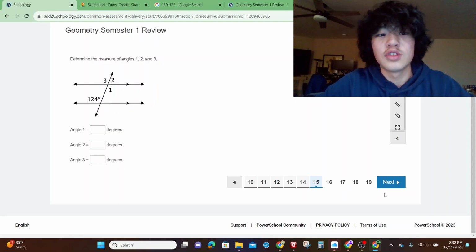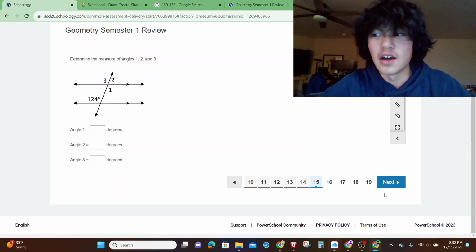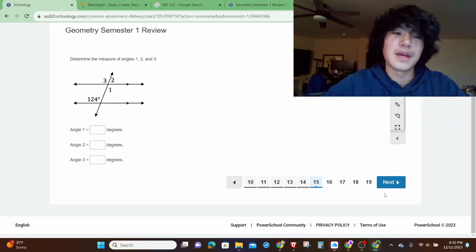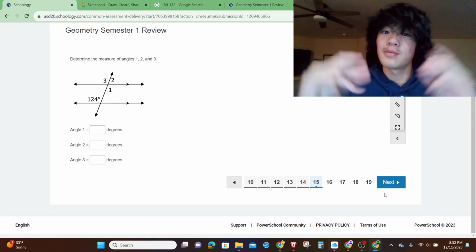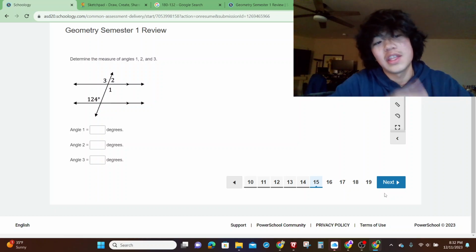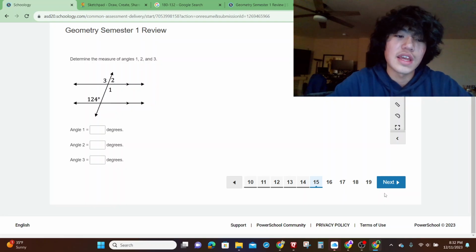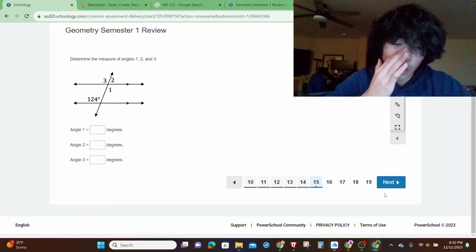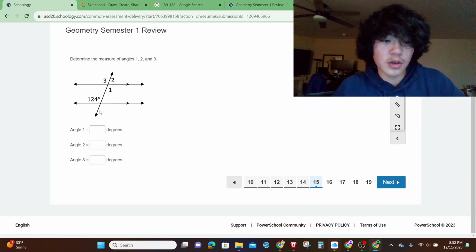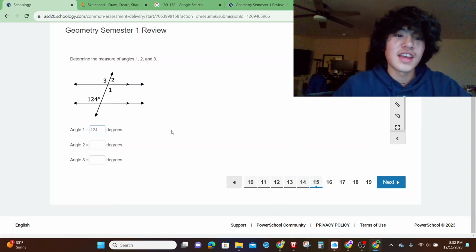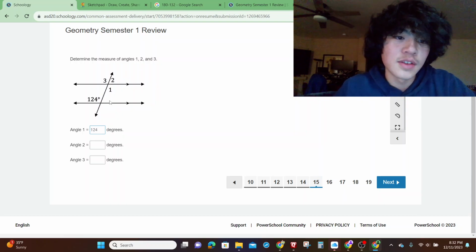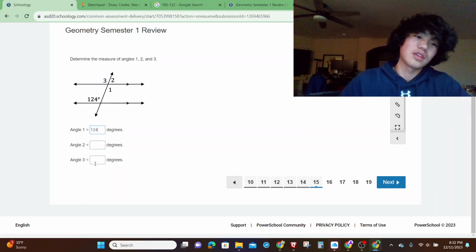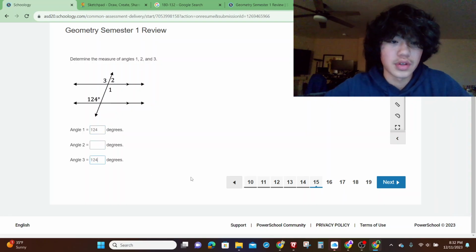Okay, this one says determine the measure of angles 1, 2, and 3. We really don't even need to draw anything or show any work, because if you just memorize these, it should come to you like that. So 124 and 1, those angles are alternate interior, and alternate interior angles are always going to equal each other. So angle 1 is 124 degrees. Then we see that 1 and 3 are vertical angles. Vertical angles are also always going to be the same. So angle 3 is 124 as well.